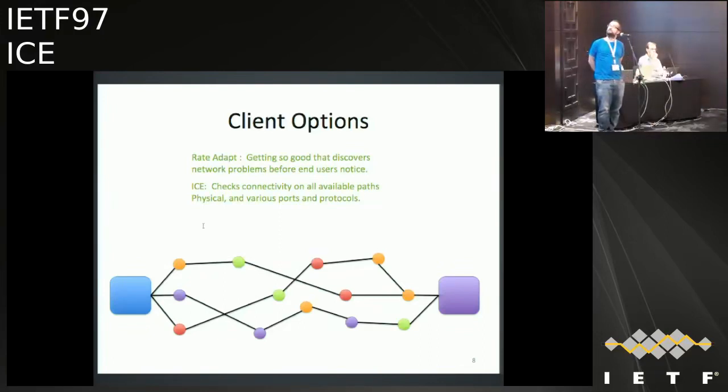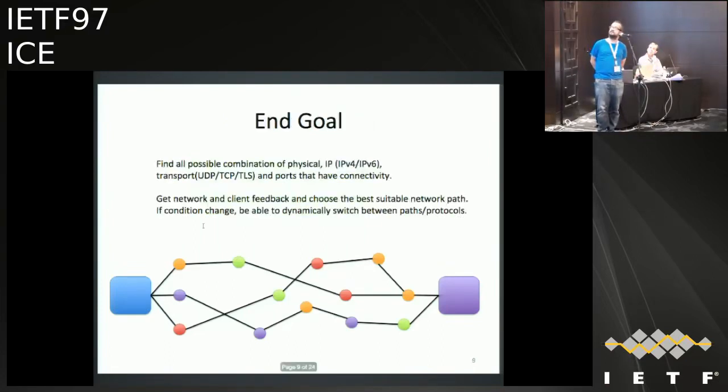So the end goal is to find a combination of all physical and virtual network paths like IPv4, IPv6, and the transport protocol, UDP, TCP, TLS, and ports that actually have connectivity, and make sure that we choose the best one, not based on priority, but on actual measurements.